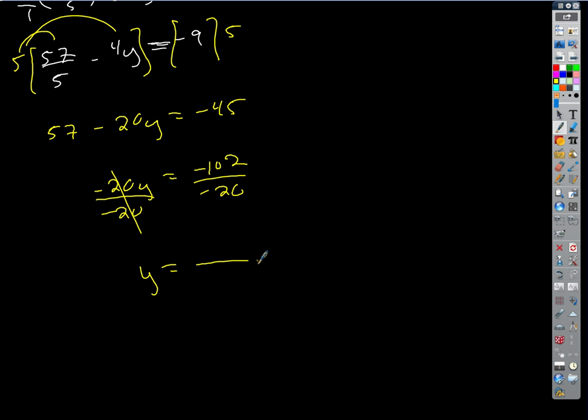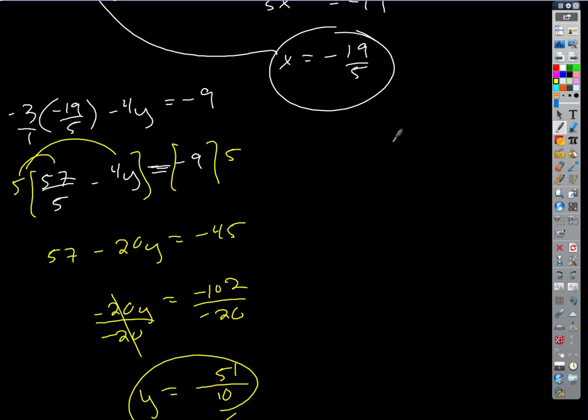Negative over negative is positive, 102 over 20, so I can reduce that to 51 over 10. So there's y, and there's x. So if you want to compare negative 19 fifths, 51 tenths. Boom. Got it. Those are the ugliest numbers. Those are pretty bad.